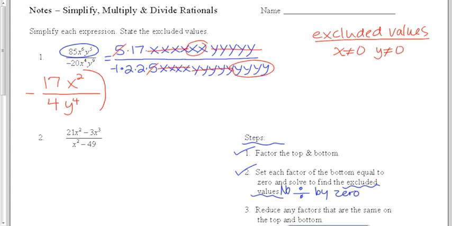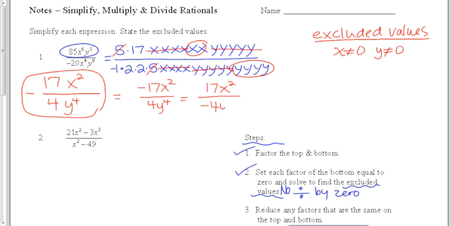I can write my fraction like this, or as I mentioned, I could put the negative 17 on the top if I wanted to. Sorry, that's negative 17 x squared over 4y to the 4th, or I could leave the negative on the bottom and write this as 17 x squared over negative 4y to the 4th. It doesn't matter which way you write it, but you need to realize if you have a multiple choice, it could be any of those. They're all the same thing. What's not allowed is putting the negative on both the top and the bottom. That would be against the rules. Okay, so step 3, reduce the factors, and we're done.